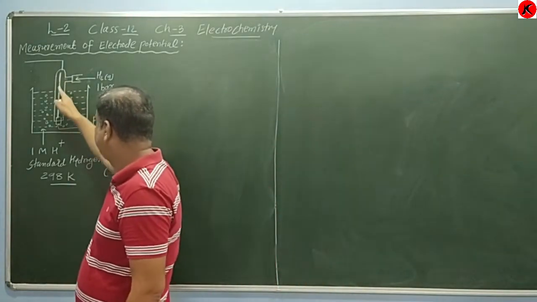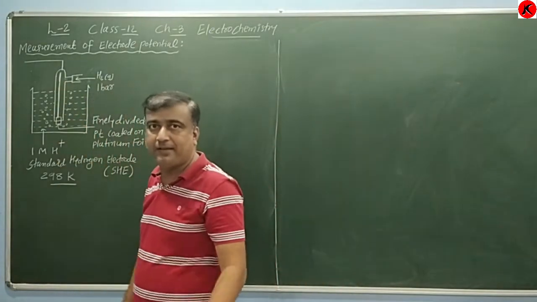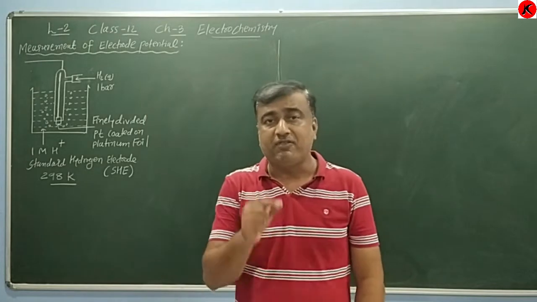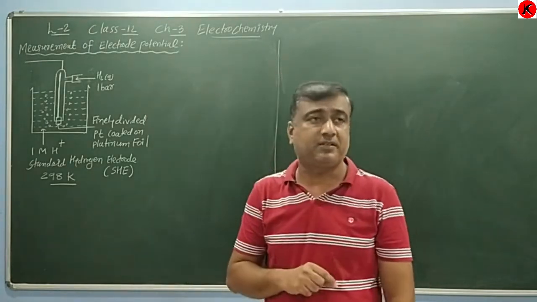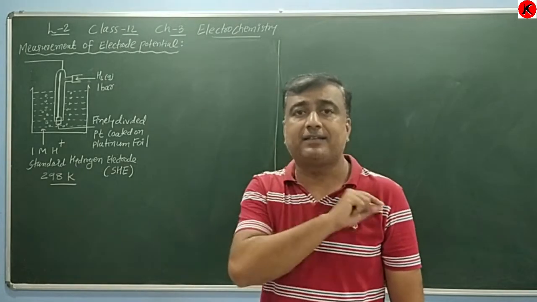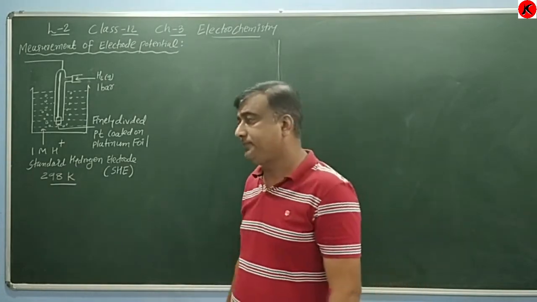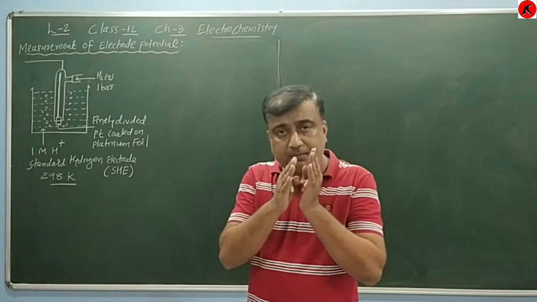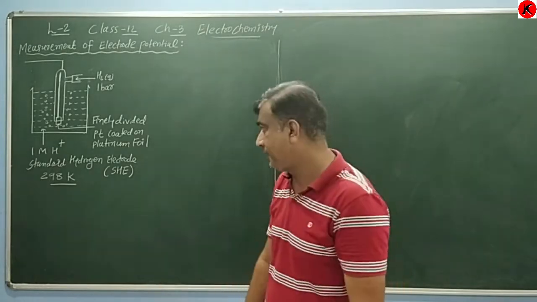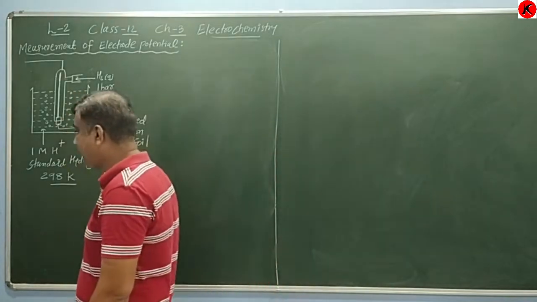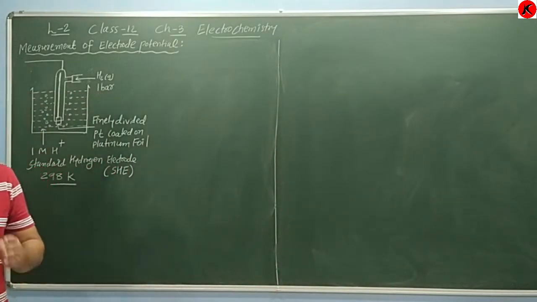Here platinum, graphite, and gold electrodes are inert electrodes. Inert electrode means they do not participate in the chemical reaction. They just provide a surface for the chemical reaction to occur. Here also platinum provides the surface.